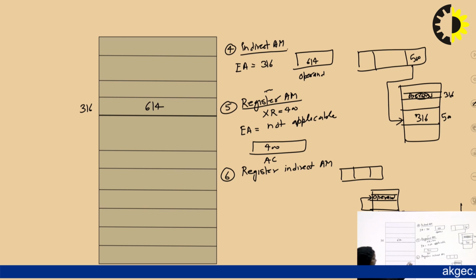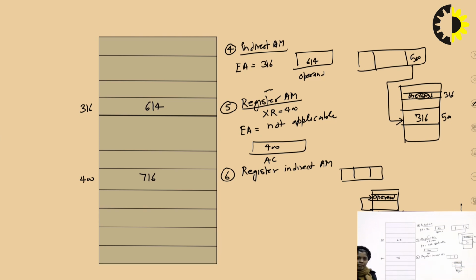So, in the register indirect addressing mode you can calculate it here, that is 400. Suppose that 400 is here and this particular 400 has a value of 716. This number I am assuming, but the 400 is given in your question. You can also assume any 3-digit number, which should not be repeated in your question.